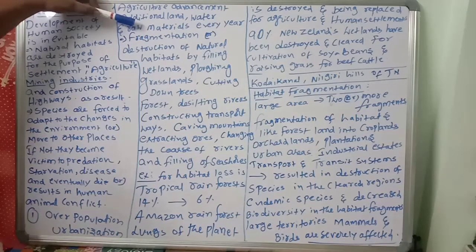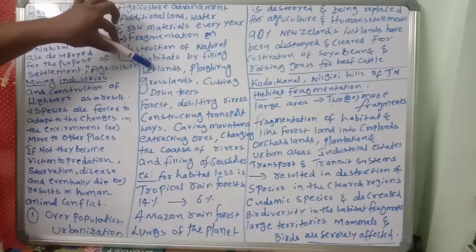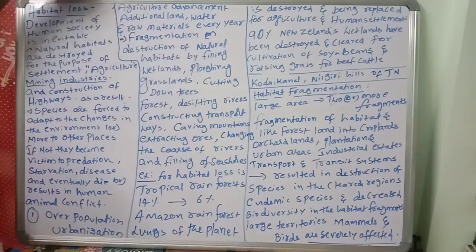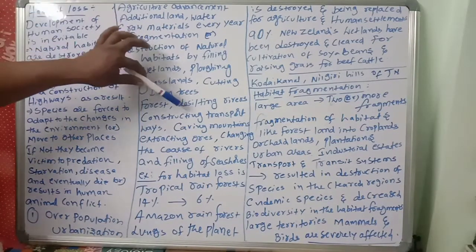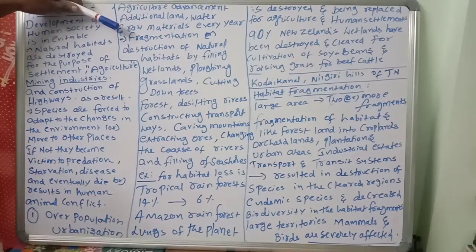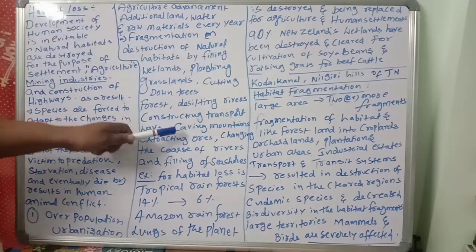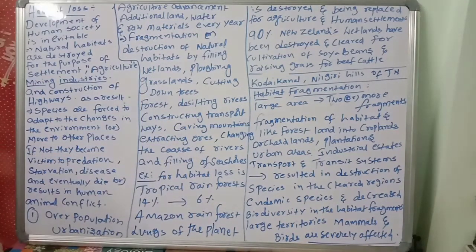This is made possible only through fragmentation or destruction of natural habitats by filling wetlands, plowing grasslands, cutting down trees. So what are we doing? Filling wetlands, plowing grasslands, cutting down trees, forests, desilting rivers, constructing transport ways. See now how many problems there are. Caving mountains, extracting ores, changing the course of rivers, and filling of seashores. These are all man-made activities only. These are all problems only.